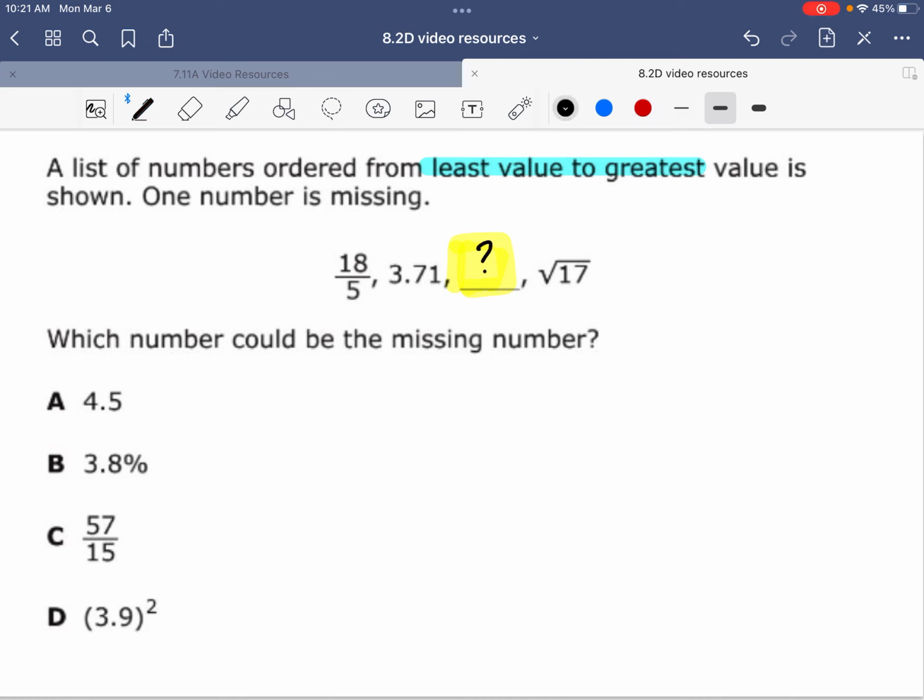Now, when I look at this, I realize I need a number that's between 3.71 and the square root of 17. So really, this 18/5 is kind of extra information I don't need to pay attention to. I just need to figure out what is in between 3.71 and the square root of 17. I already know what 3.71 is as a decimal, but I can go use Desmos to figure out what the square root of 17 is.